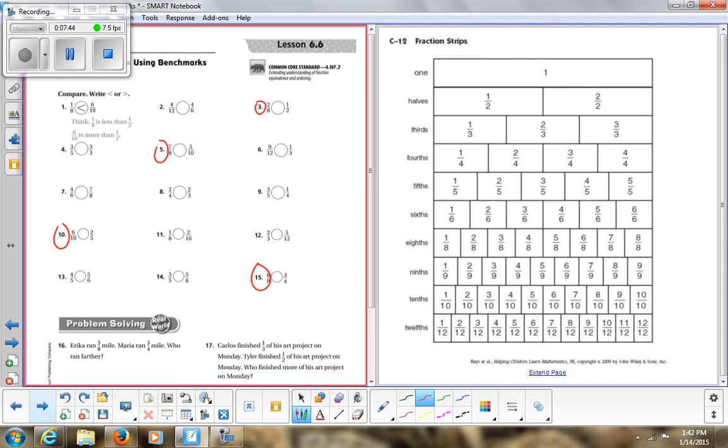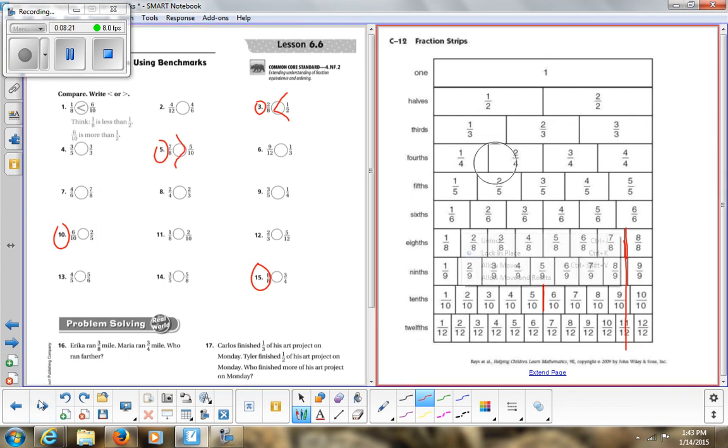So 2/8 and 1/2. Okay, so I have 1/2 here and 2/8, which is right here. Which one's bigger? Well, if I trace this all the way down, I can see that 1/2 is bigger than 2/8. All right, 7/8 and 5/10. Okay, let's start with 7/8 because it's closest. So 7/8 is here, and 5/10 is here. So you can draw this down, and you'll see that 7/8 is bigger.